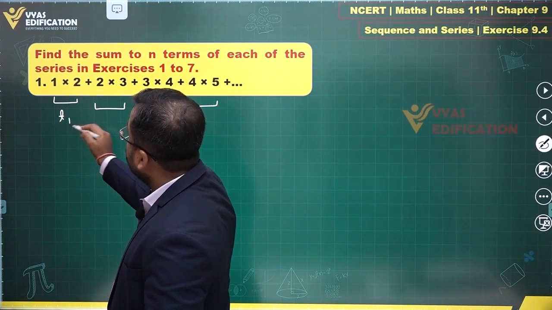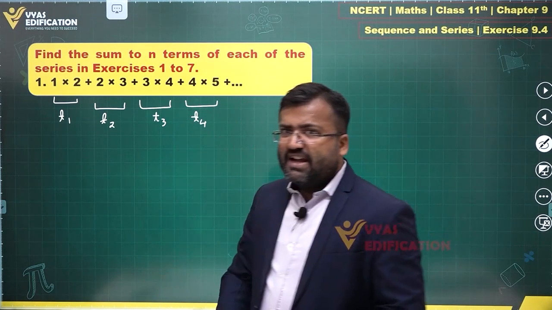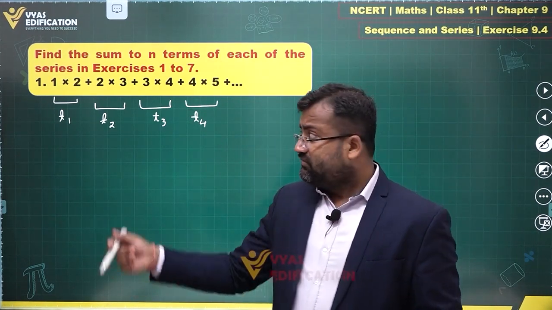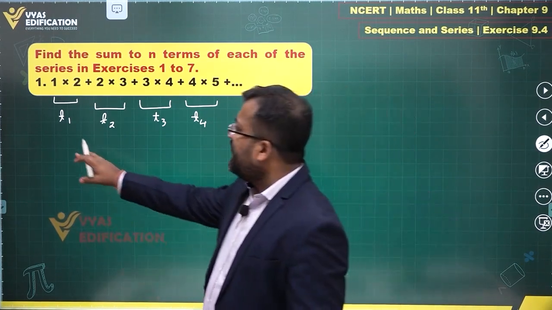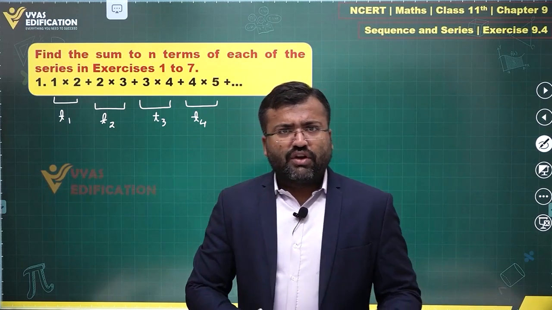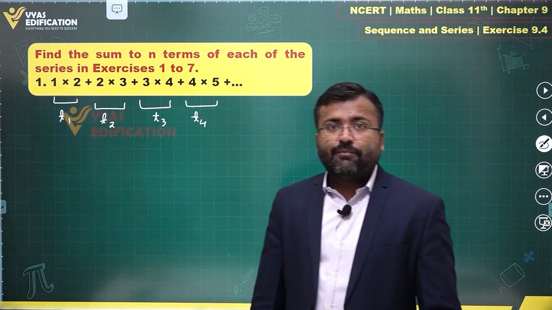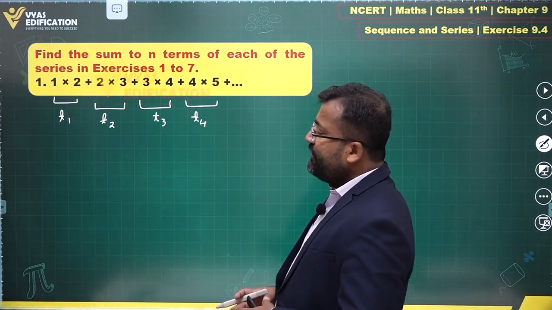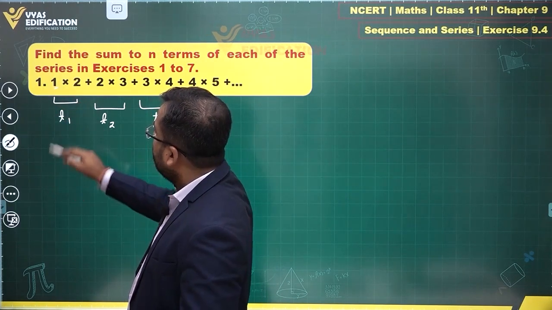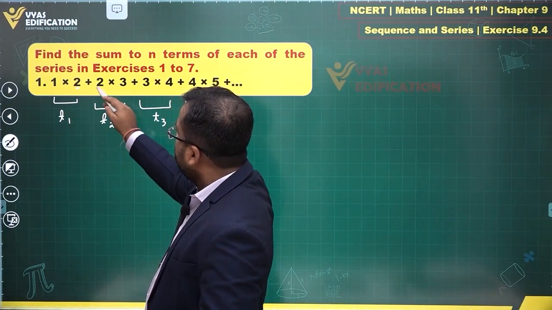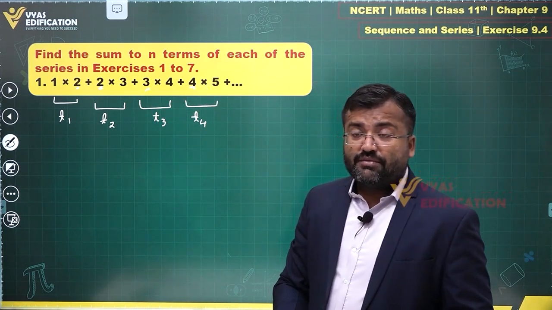This is T1, this is T2, this is T3, this is T4. Let's represent the terms with T, not with A. We can represent with A as well. We could have said A1, A2, A3, A4. That's also okay. The notation can be A1, A2, A3, A4 as well. We are using T1, T2, T3, T4. Okay, so what does T1 look like? For T1, do you observe that this first number is 1? Then the second number is 2. For T2, the first number is 2. T3, the first number is 3. T4, the first number is 4. That's what you can observe, right?